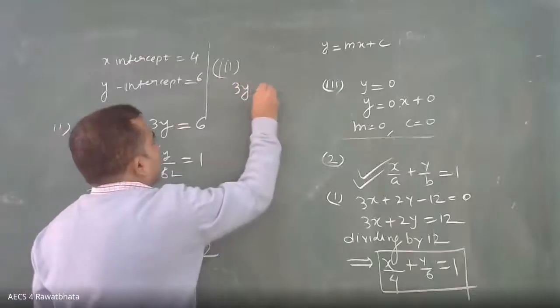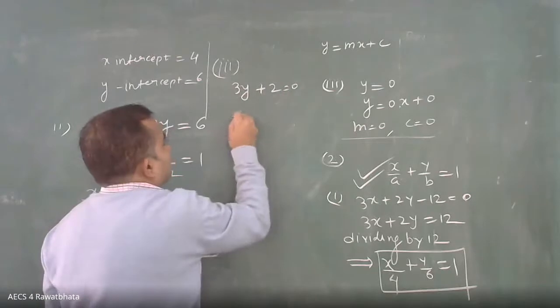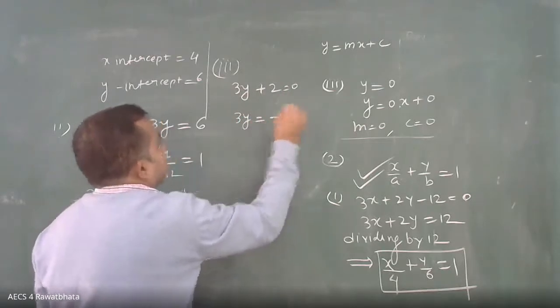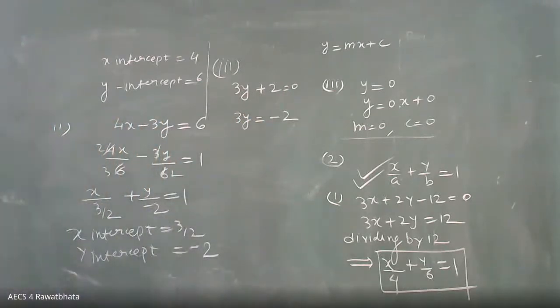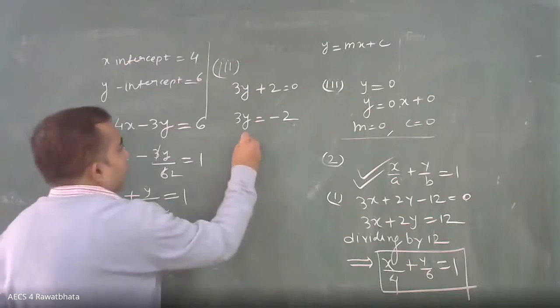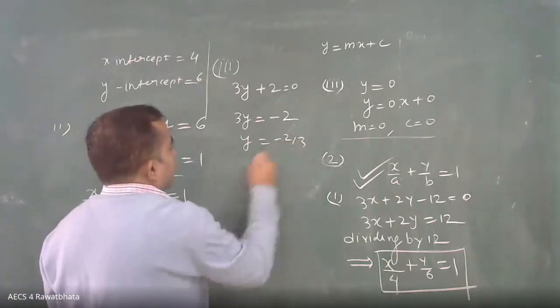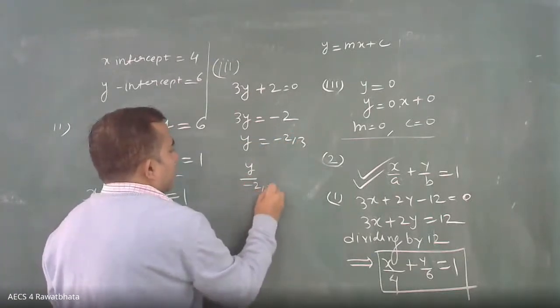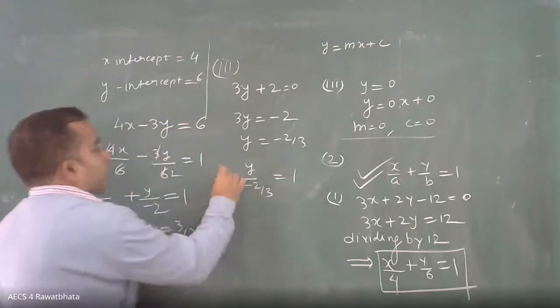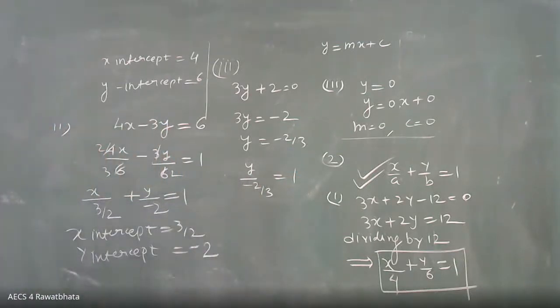3y plus 2 equal to 0. So if I send the constant on the other side, I cannot write in intercept form. You know, y equal to minus 2 by 3. If you divide it, y upon minus 2 by 3 equal to 1. But what about x term? The x term cannot be written.